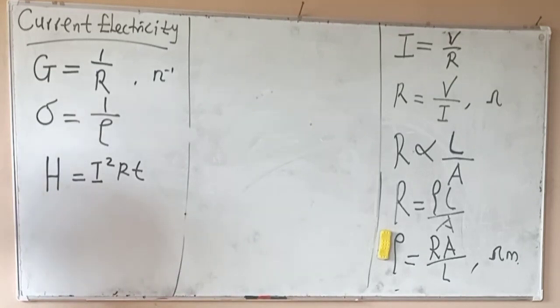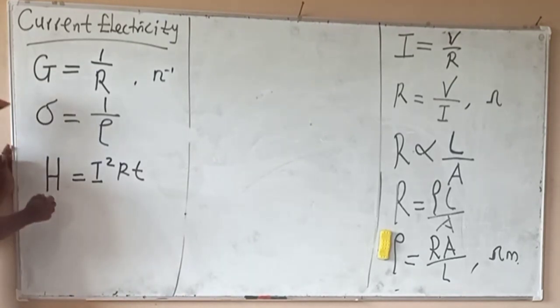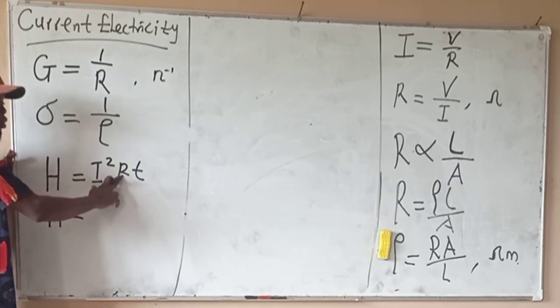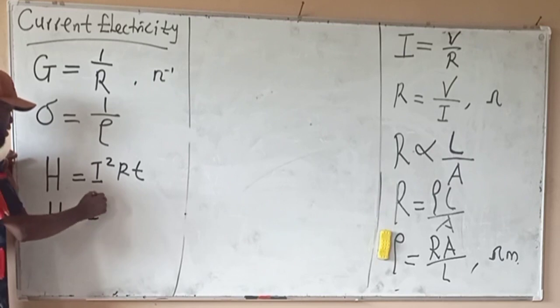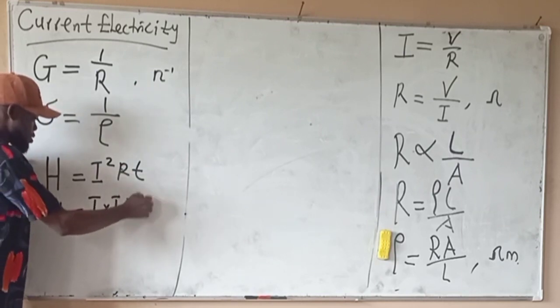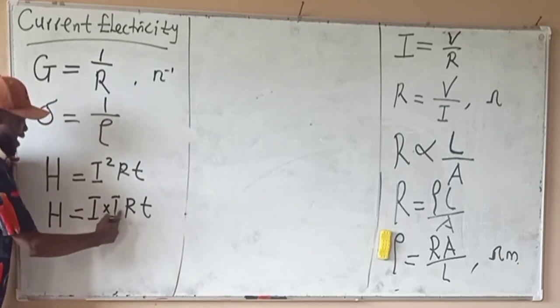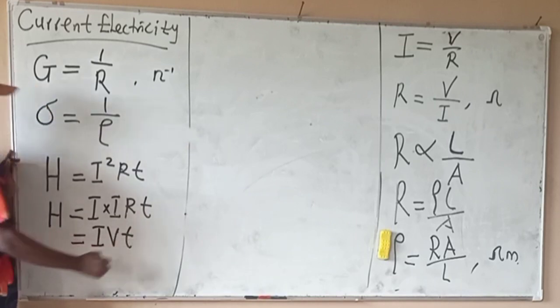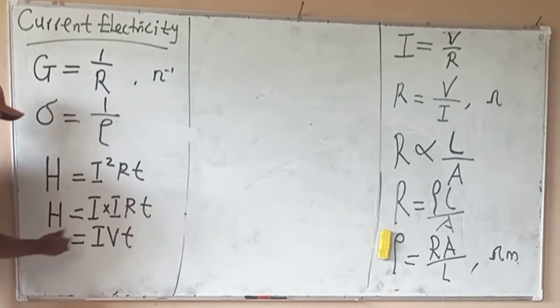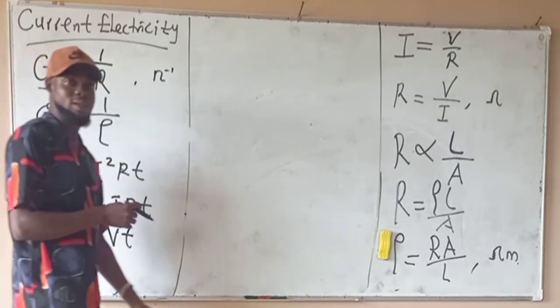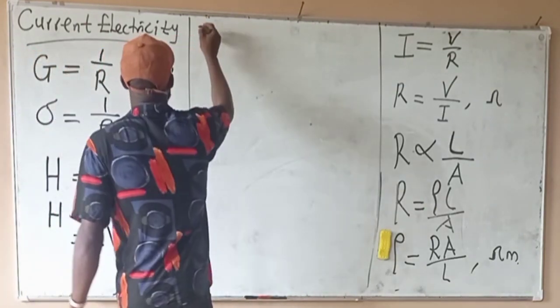I squared RT. And from Ohm's law, we know that V is equal to IR. So we can say it is equal to I times I times RT. We know that V is equal to IR, so this one will become VIT. So you can get this as also the formula for heat energy. Formula for what? Heat energy.